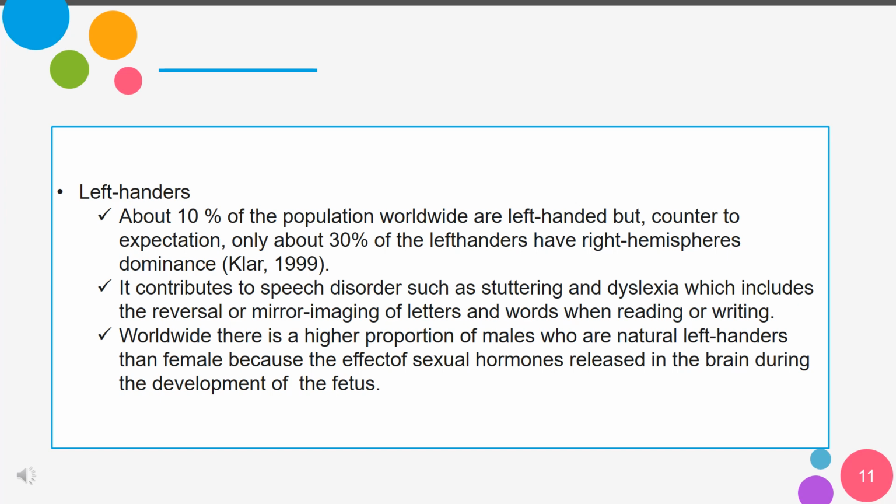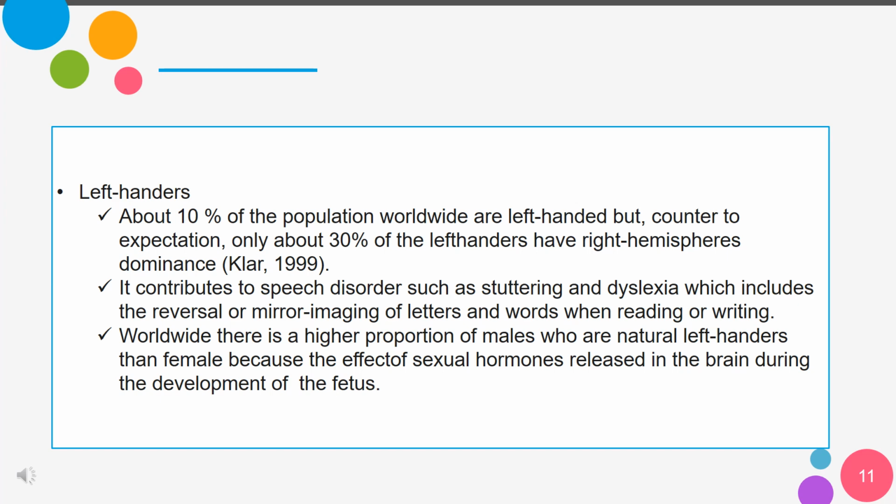What about the left-handers? About 10% of the population worldwide are left-handed, but counter to the expectation, only about 30% of the left-handers have right hemisphere dominance. We already know that the work of each hemisphere is controlling the opposite side of the body. But in this case, only 30% of the left-handers have right hemisphere dominance, meaning that the rest of them have left hemisphere dominance.